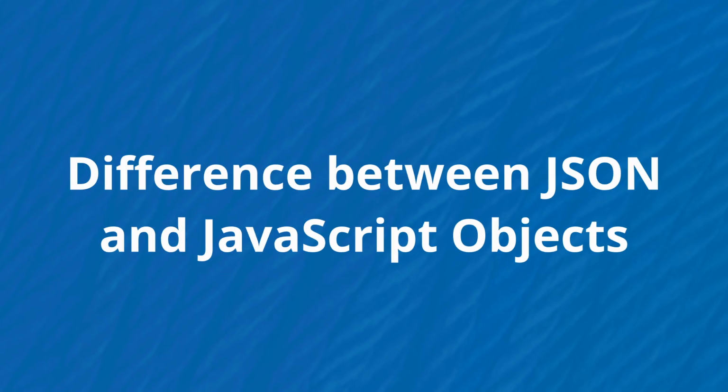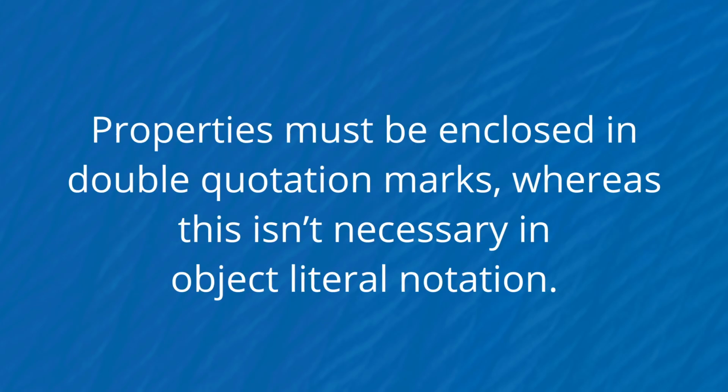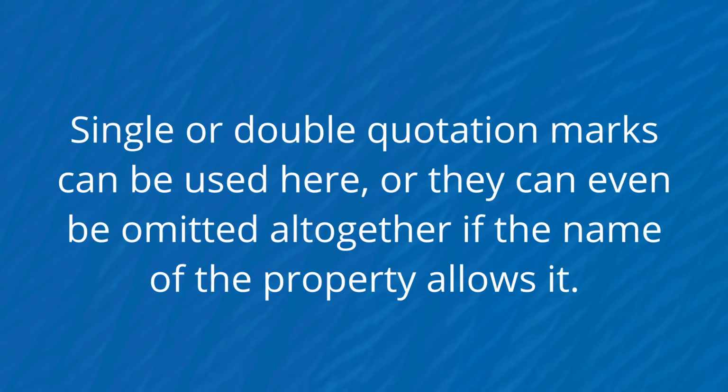As mentioned, there are some fundamental differences between the JSON format and the object literal notation. For example, in JSON, properties must be enclosed in double quotation marks, whereas this isn't necessary in object literal notation. Single or double quotation marks can be used here, or they can even be omitted altogether if the name of the property allows it, if there are no hyphens in the name, for example.